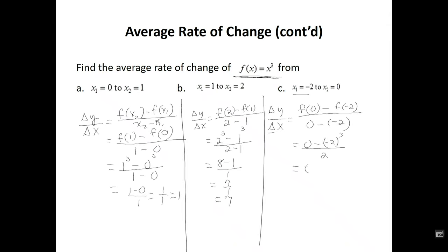So we have 0 minus negative 2 cubed, which is negative 8. So 0 minus negative 8 is 8. Let's go back here. We've got our denominator here, so that's 0 minus negative 8 over 2. That's 8 divided by 2, which is 4. So the average rate of change is 4.